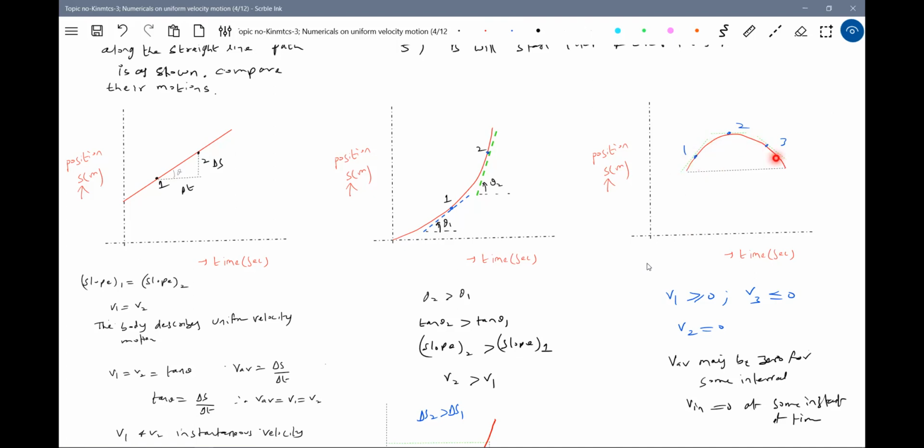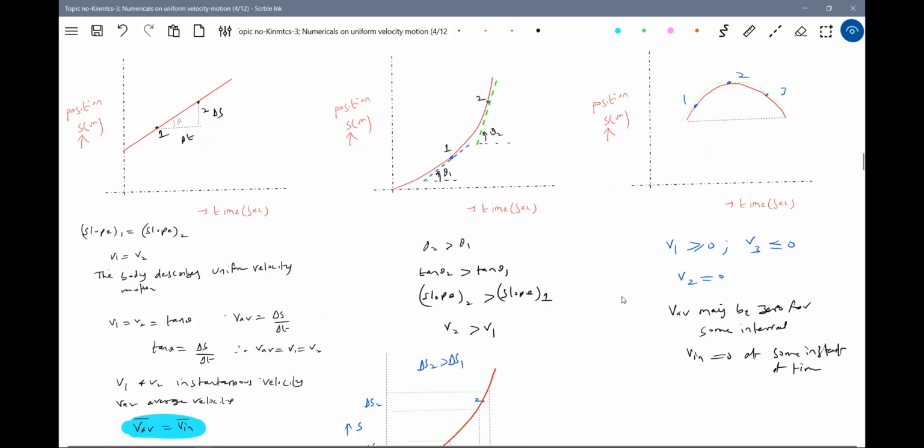So during this motion, what we can say is that average velocity may be 0, may be non-zero, a correct statement. Instant velocity at a given instant may be 0 or non-zero, also a correct statement. At this instant of time, non-zero. At this instant, 0. At this instant, non-zero. Average velocity for interval 1 to 2 is non-zero. For interval 1 to 3 it will be 0. Maybe 0 for some interval. V instantaneous will be 0 at some instant of time, and non-zero at some other instant of time.